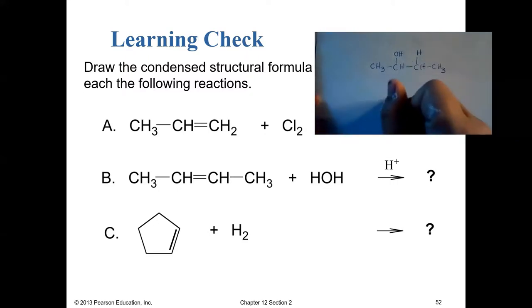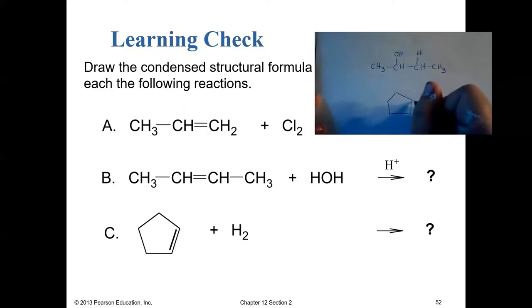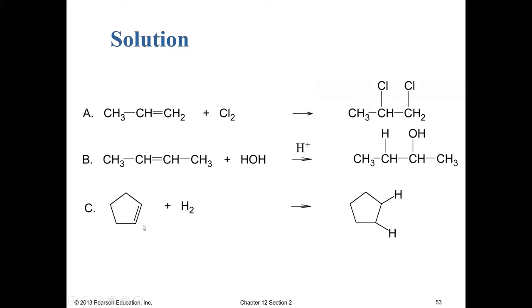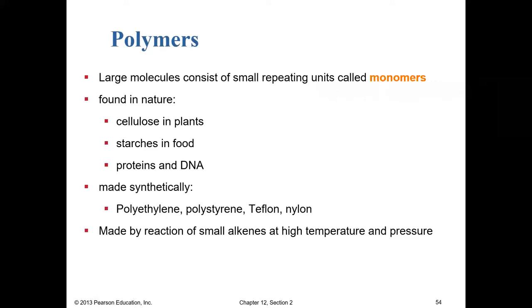And in our last one, we have that cyclopentene. If we break apart the double bond, it's going to open up like this, and we're adding hydrogen to each side. So that just becomes a cyclopentane. You can draw it with the hydrogens attached out, or you can just draw it by itself, whatever you like. These are the same thing. So here we have a halogenation, a hydration, and this last one is a hydrogenation. And there they are. Those are the answers for you.